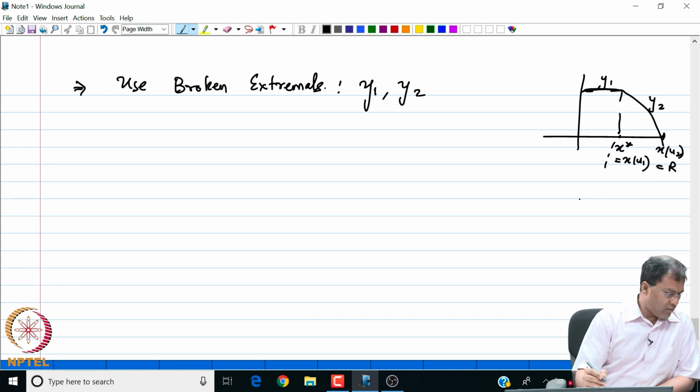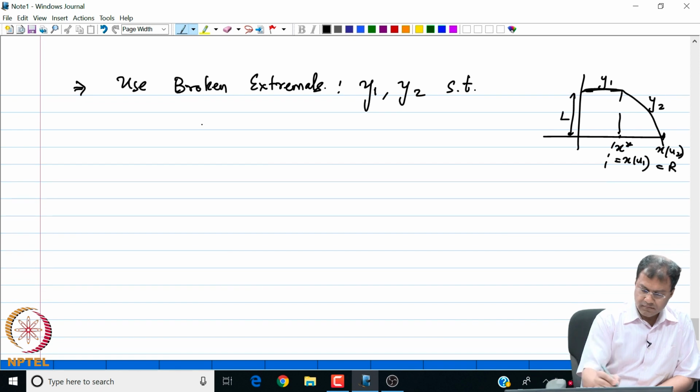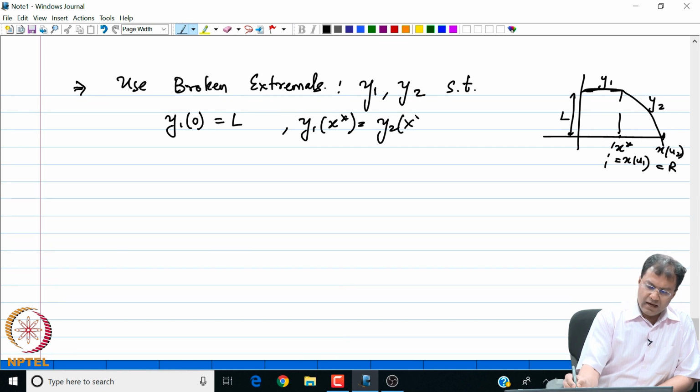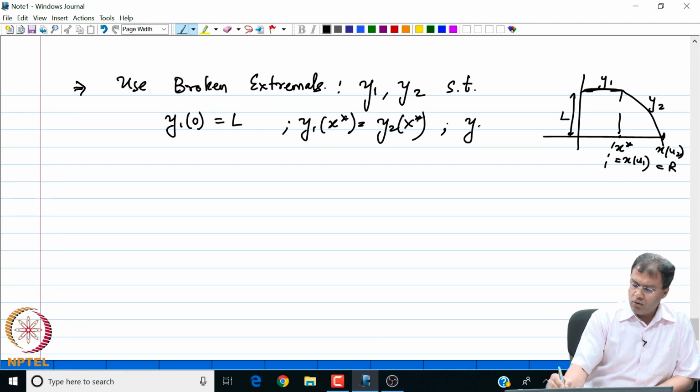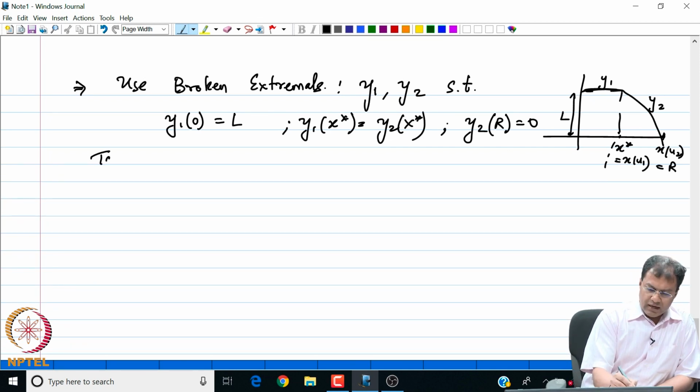So what have we got? We have broken extremals y1 and y2 such that, notice that this length is L, y1 at x equal to 0 is L, and y1 at x star is equal to y2 at x star, and we also have y2 at x equal to r is equal to 0. So we can take the profile as follows.